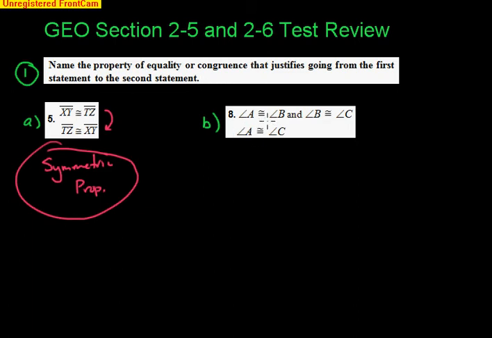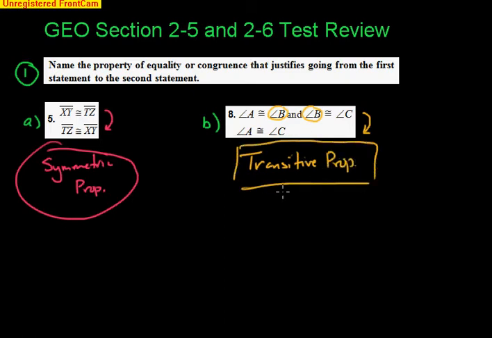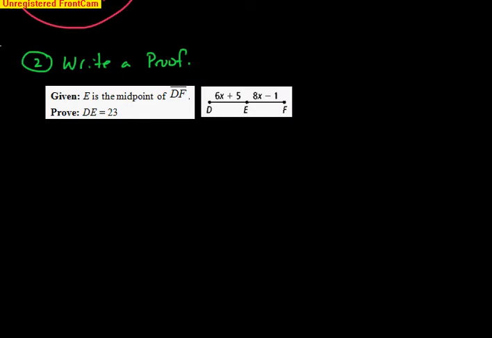Angle A is congruent to angle B, and angle B is congruent to angle C. Then angle A is congruent to angle C. What goes from step 1 to step 2? Well, remember, when one ends how the other begins, this is transitive property. Remember, it's just like the law of syllogism. That's transitive property. And that's all. So you'll have some problems like this, but most of the time it's going to be in the proof. Okay, so here is our next problem.